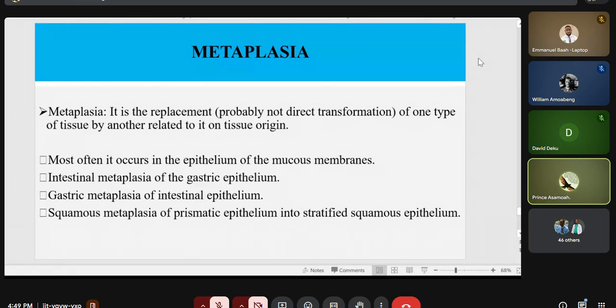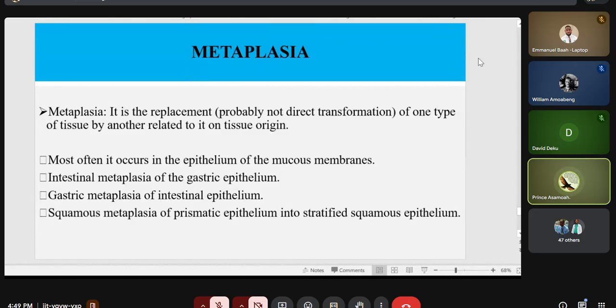It says it most often occurs in the epithelium of the mucous membranes. So for example, intestinal metaplasia of the gastric epithelium. So the intestines can be replaced by other cells or tissues.